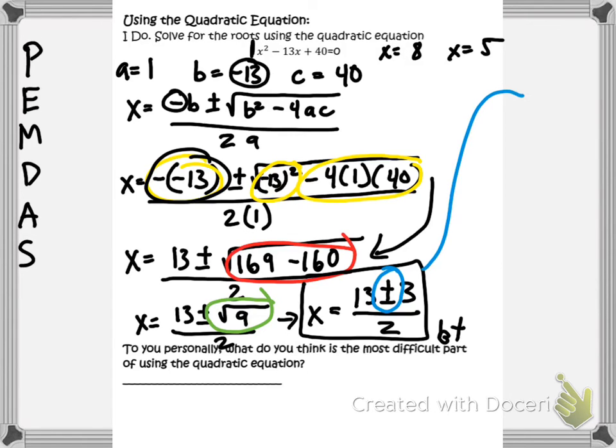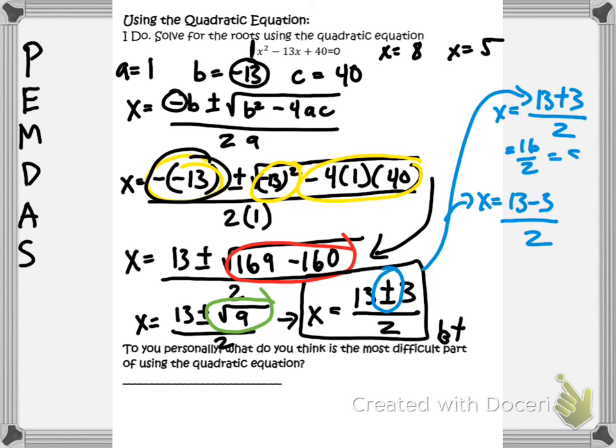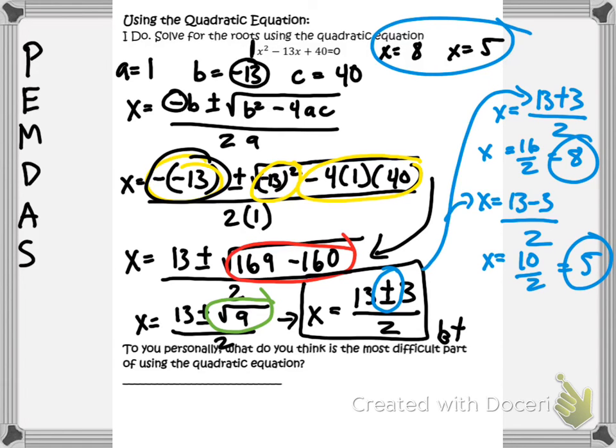So I split it up over here. So I have x is equal to 13 plus 3 over 2, and I also have x is equal to 13 minus 3 over 2. Alright, simplifying the top one, 13 plus 3 is 16 over 2, which is 8. This one is x is equal to 10 over 2, which is 5. Hey, that's the same two answers we had from solving by factoring, sorry.